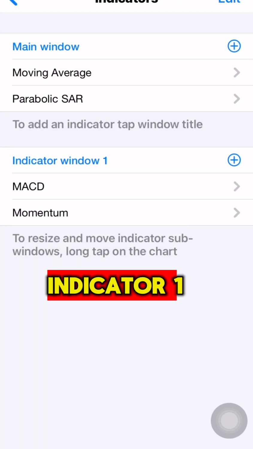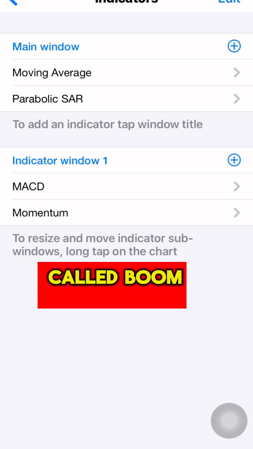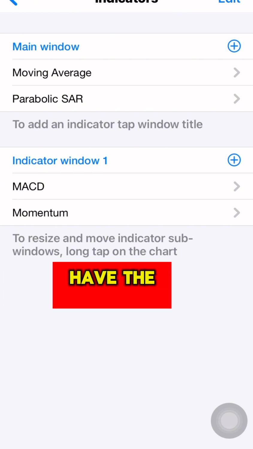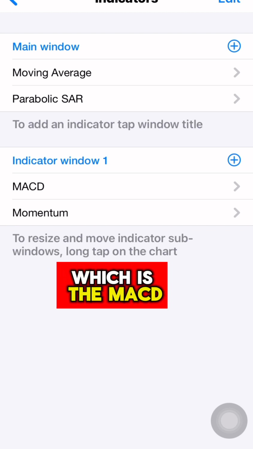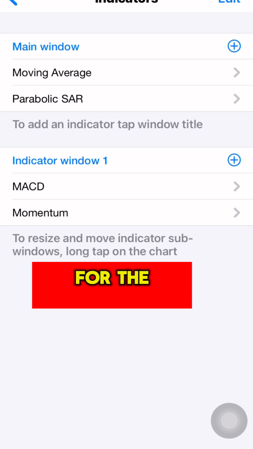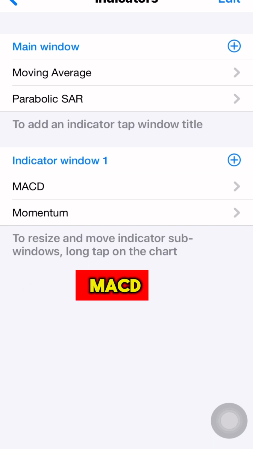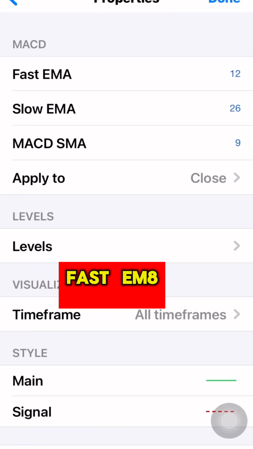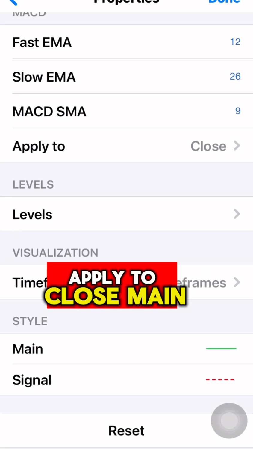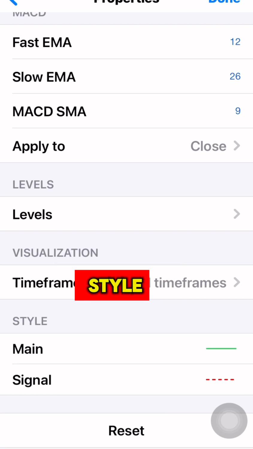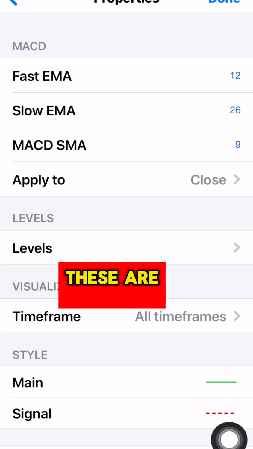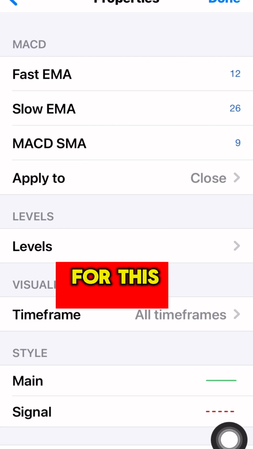Then in the window indicator one, we have what we call the Boom and Crash MACD, which is the MACD that will be used to generate the volume and also the momentum. Let me give you the MACD settings. Here they are: fast EMA 12, slow EMA 26, MACD SMA 9, apply to close. Main style green, signal red. These are the main settings you need to have for this awesome strategy.